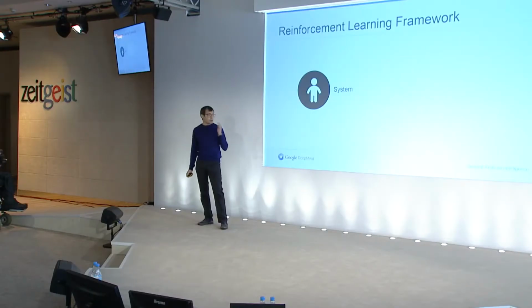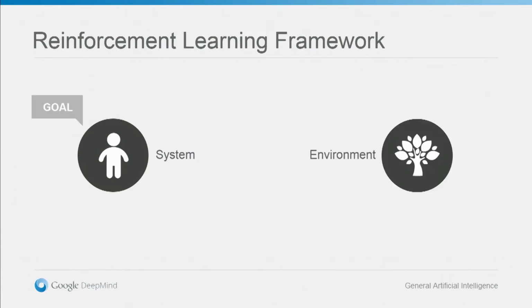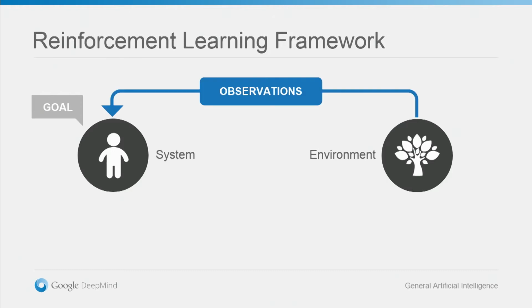It's a very simple framework to describe. I'm just going to describe it with this simple diagram. On the left-hand side, you have the system itself, the AI system. The AI system finds itself in some kind of environment that it's trying to achieve a goal in. That environment could be real world or virtual. Now, the system only interacts with the environment in two ways.